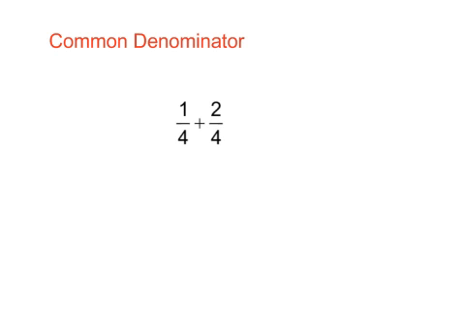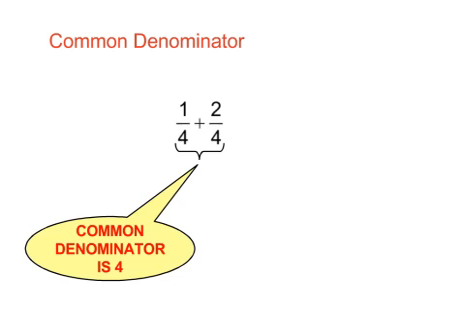Notice in this case that the number on the bottom, called the denominator, is the same. We call that the common denominator. In other words, the number they both have in common is 4.